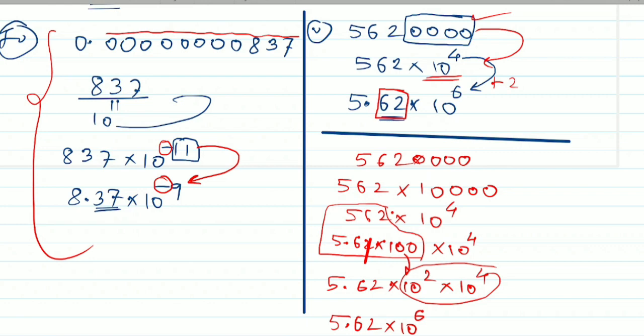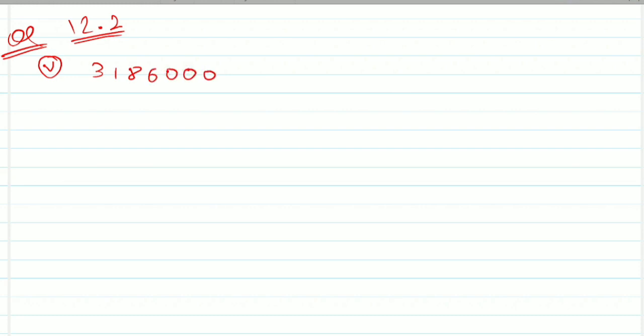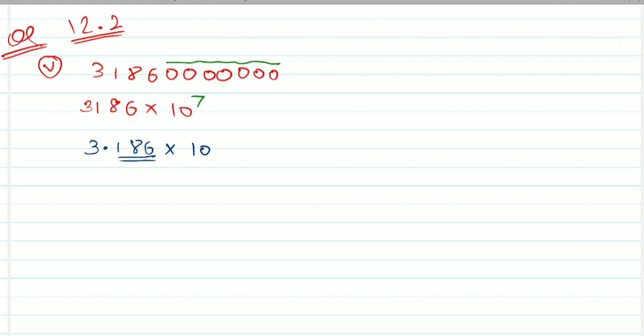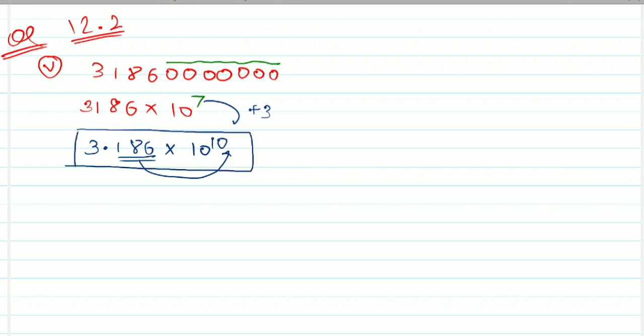Okay. So now let's solve the last question of the first question of the book. So 12.2 question 1 last question. So it is 3, 1, 8, 6 and 7 zeros are there. 4, 5, 6, 7. So I am going to write this as 3186 into 10 raised to power 7 as there are 7 zeros. So in the next step, I am going to write this as 3.186 and I have to increase the power by how much? There are 3 digits, so I increase the power by 3. So the answer is 3.186 into 10 raised to power 10.